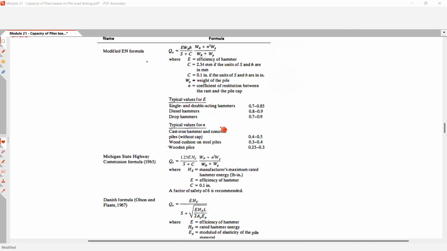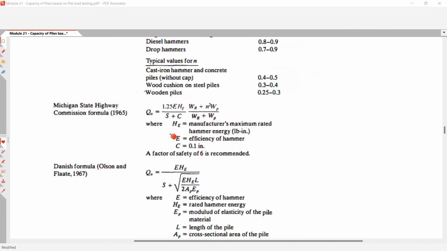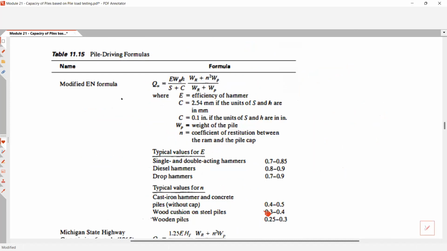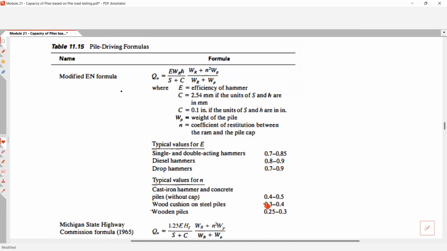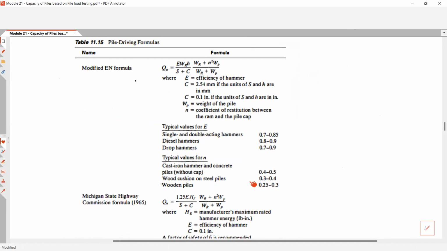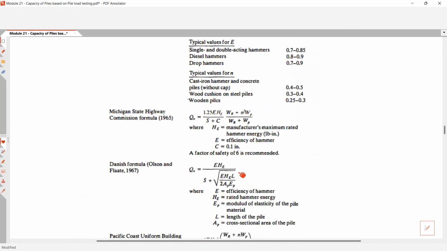Okay. Then for a Michigan State Highway Commission formula, so basically the same pa rin naman to eh. We have yung equation WR plus N squared WP, WR WP. Ang nagbago lang is yung HE. Meron kang HE. Okay. Take note pala, yung S is the same. That is yung average penetration. And yung C is yung limit. Okay. Dito pala, sa modified, yung C natin is 0.1 inches. Okay. So ito naka-English unit kasi ito lahat.